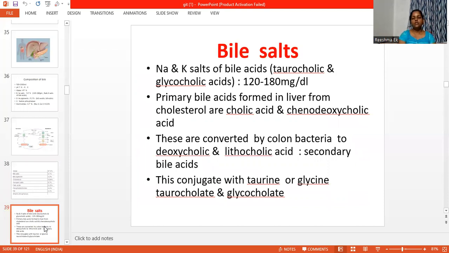Then about the bile salts, it is one of the important components of bile. It is the sodium and potassium salts of bile acids. Primary bile acids formed in the liver from cholesterol are cholic acid and chenodeoxycholic acid. These are converted by the colon bacteria to deoxycholic acid and lithocholic acid. They are the secondary bile acids. These conjugate with taurine and glycine to form taurocholate and glycocholate.